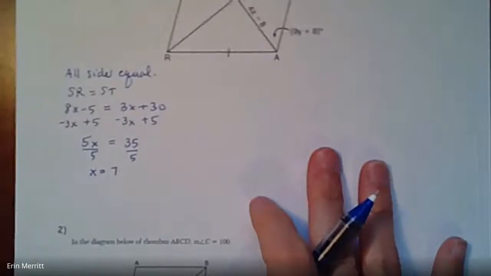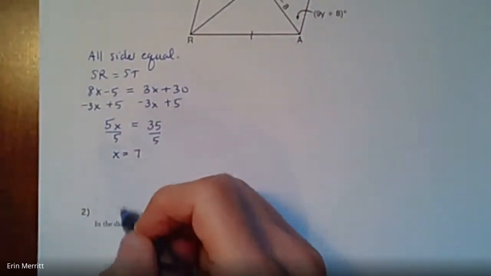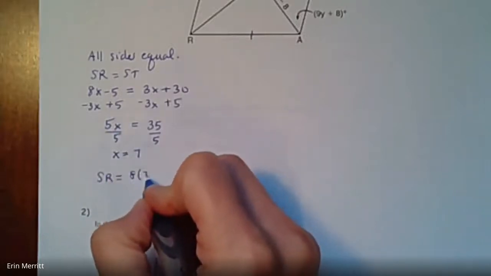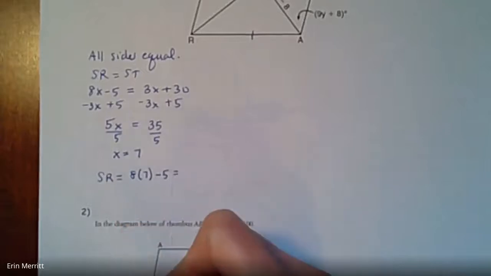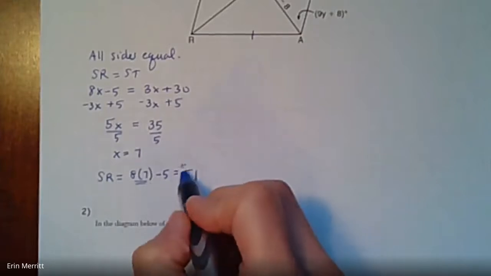Whoops, I'm so sorry, I'm right off the page there. And then you can plug back in. So the first thing they asked you to find was SR. So SR, 8 times 7 minus 5. All right, here's your chance for mental math, or you can pick up your calculator. So 56 minus 5, it's going to be 51 there.